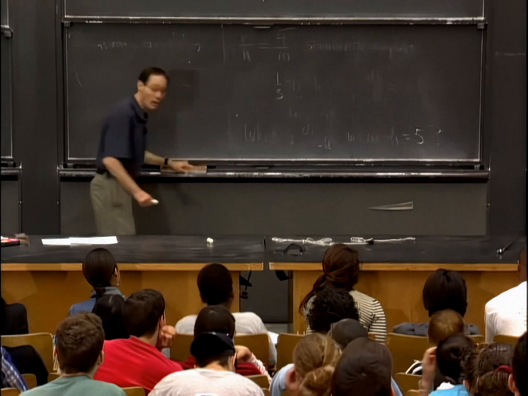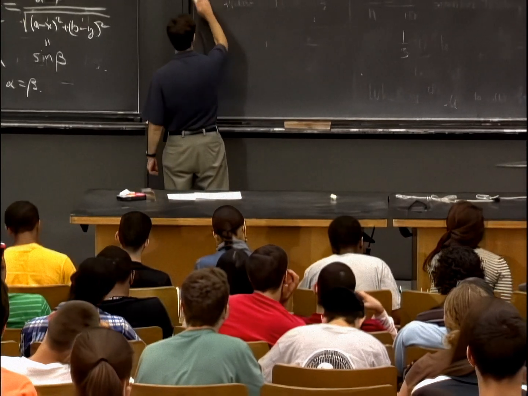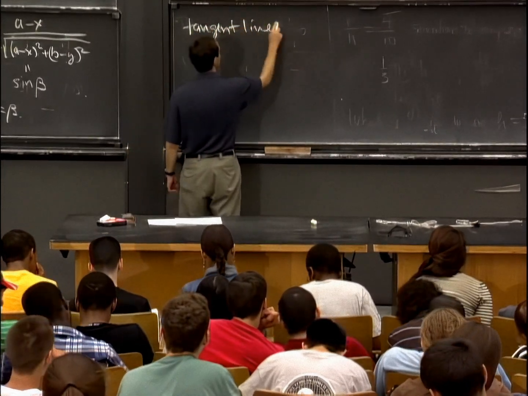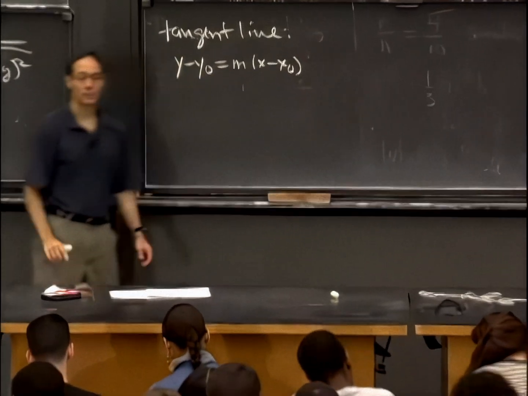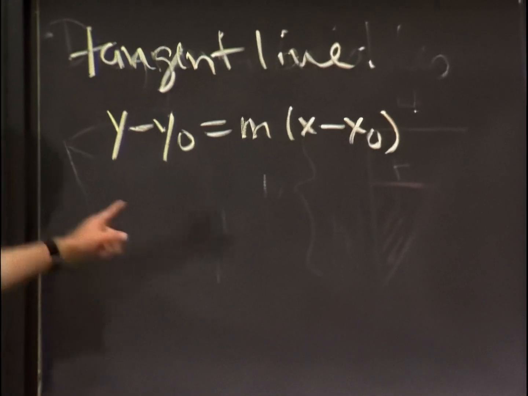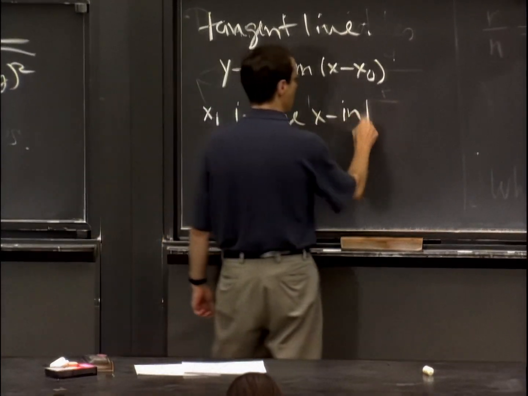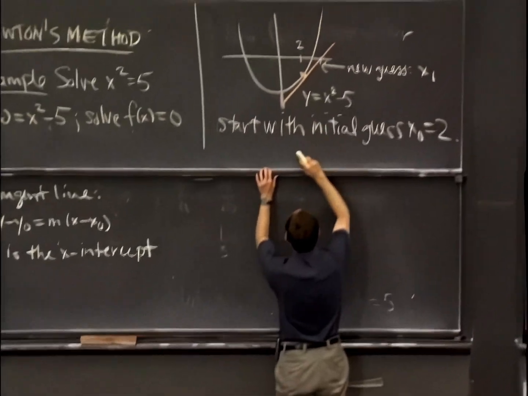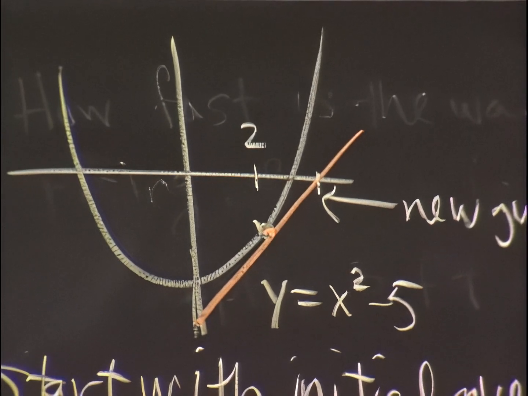All right. So now, the first step here is we have our guess, we have our tangent line, which has the formula y minus y0 is equal to m times x minus x0. That's the general form for a tangent line. And now I have to tell you what x1 is in terms of this tangent line. x1 is the x-intercept. If you look over here at the diagram, the tangent line is the orange line. Where that crosses the axis, that's where I want to put x1. So that's the x-intercept.